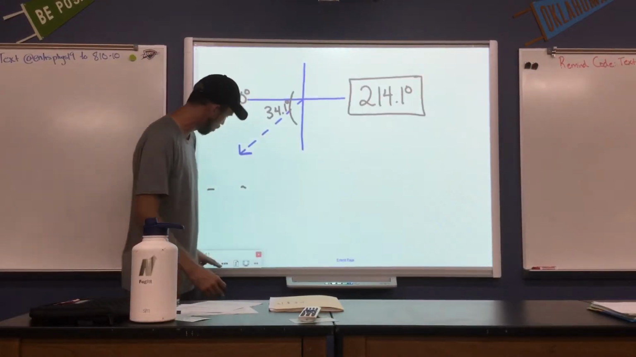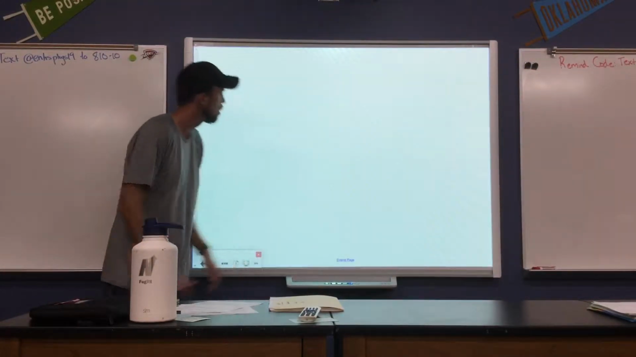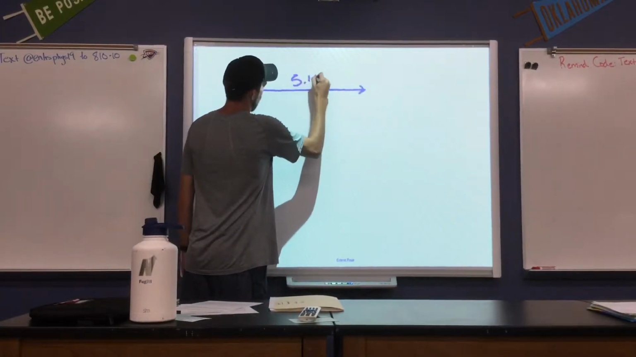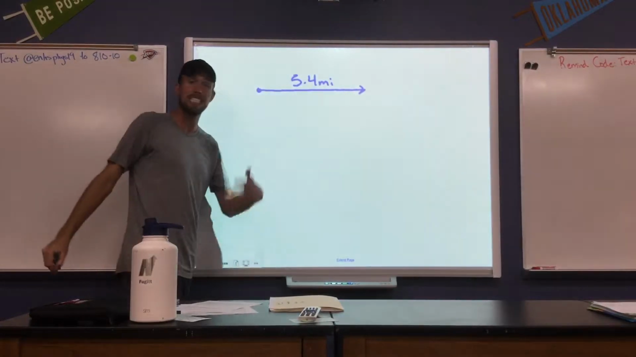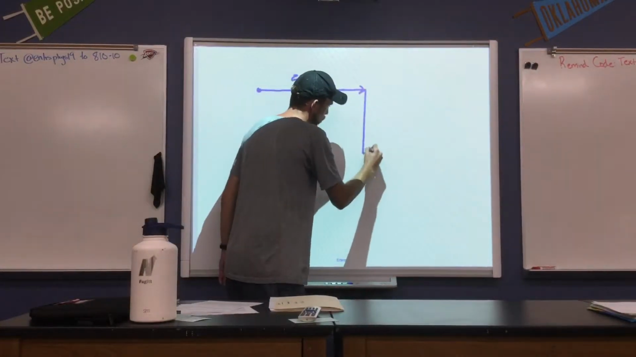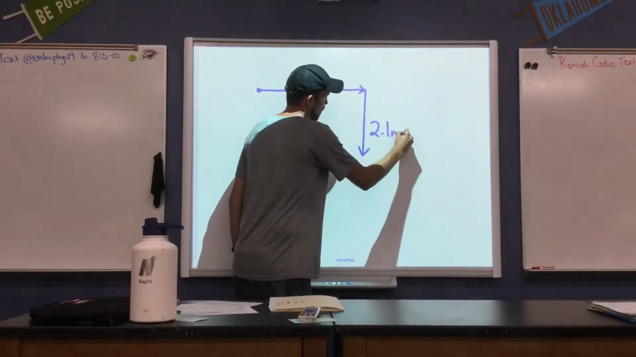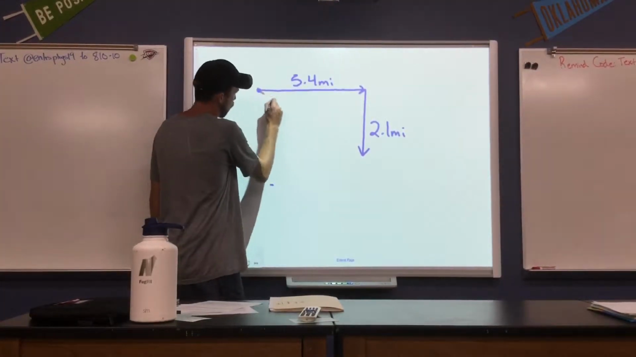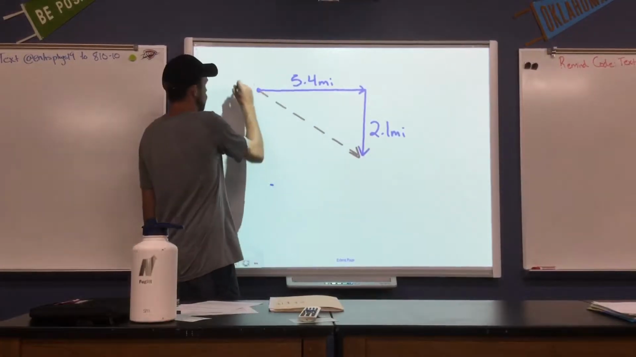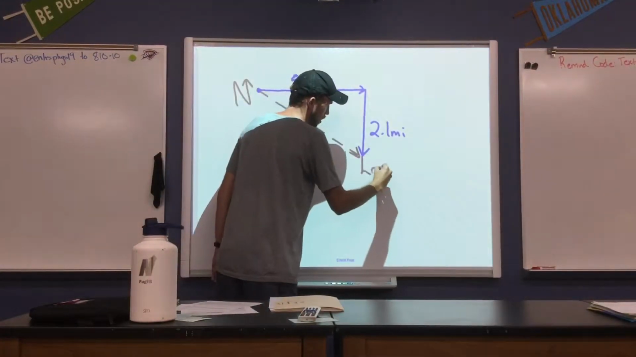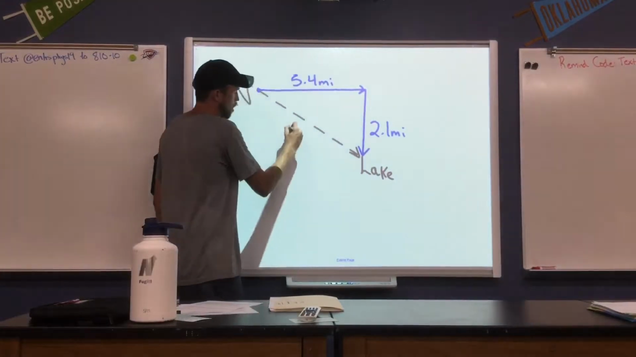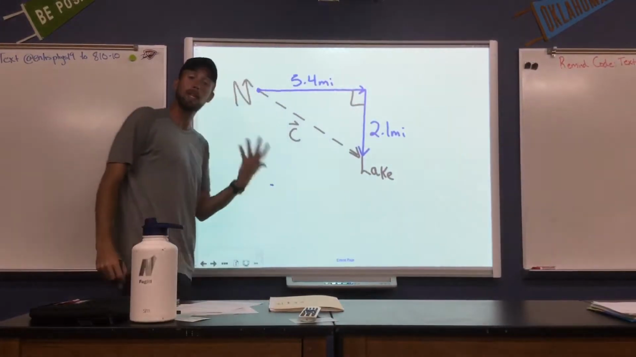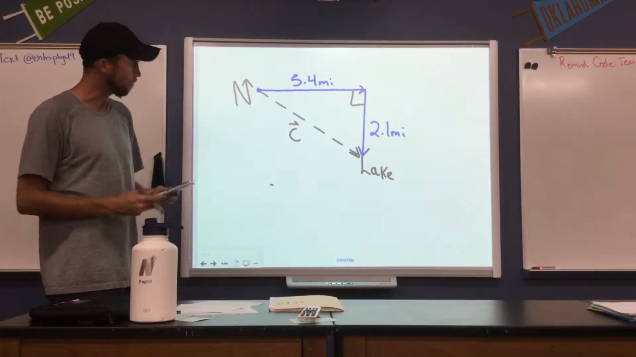So now I'm going to take these and redraw a new picture. I'm going to come to a new page, so we have a little bit more space. We'll draw a vector that is 5.4 miles east, or positive 5.4 miles in the x direction, and 2.1 miles south, or negative 2.1 miles in the y direction. And then we will draw our overall displacement. Remember, this is from north down to our spot at Lake Arcadia.